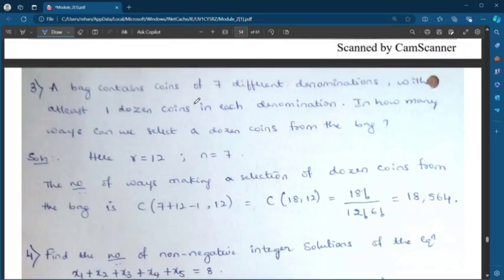Same as here. A bag contains coins of 7 different denominations, with at least 1 dozen coins in each denomination. In how many ways can we select a dozen coins from the bag? See, 7 different coins, so n is 7. They have given a dozen, so a dozen is 12, R is 12. The number of ways of making a selection of a dozen coins from the bag is C of 7 plus 12 minus 1 comma 12, that is 18 C 12.